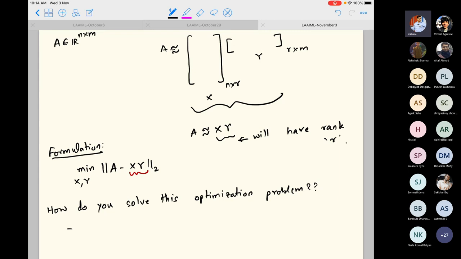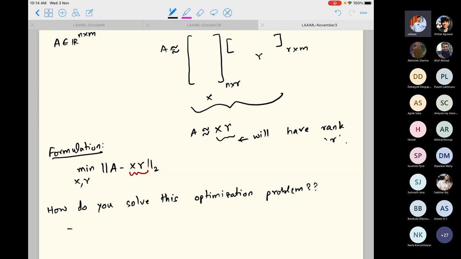Okay, so this is a good point. I want to look at this very carefully. What are the unknown variables in this optimization problem? What are the decision variables? They are the matrices X and Y. Do you agree? Yes, sir. So how many unknown entries are there in matrix X?